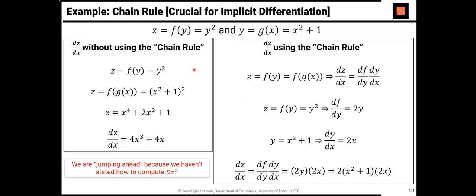So simply differentiating z with respect to y gives you 2y. Y with respect to x gives you 2x. So all I have to then do is 2y times 2x. But now I have to remind myself that y, of course, is x squared plus 1. When I stick that in, I get the exact same answer that you did over here. Right?